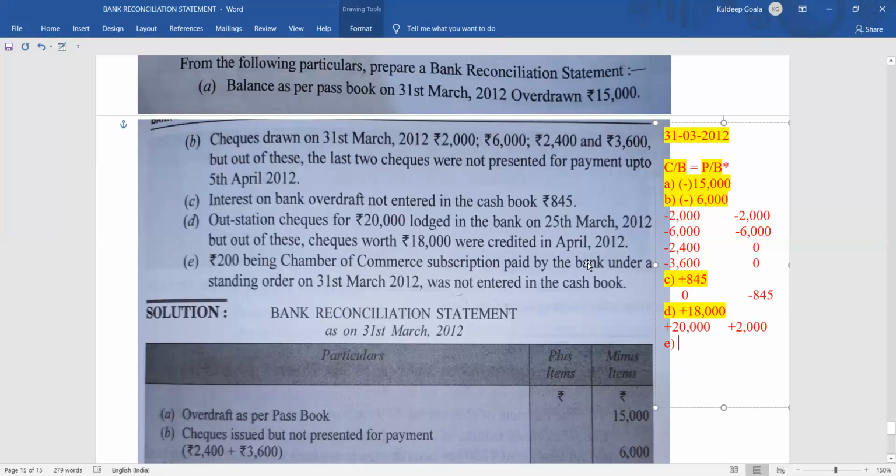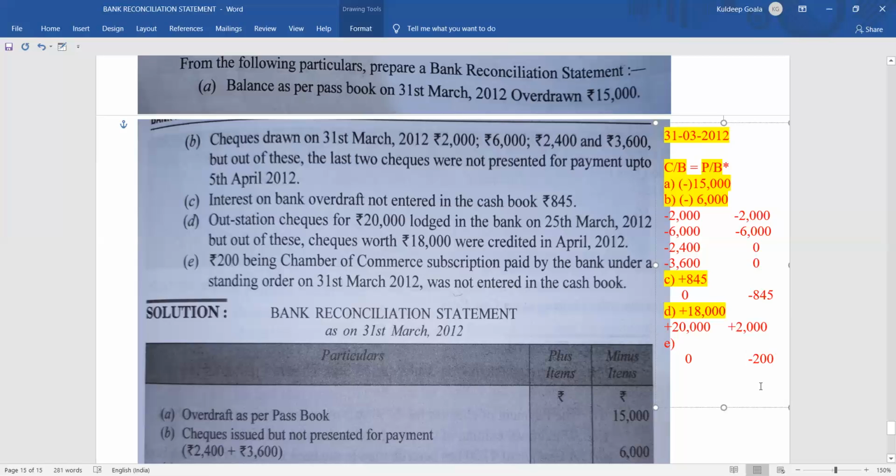And who has paid that? The bank has directly paid, and it was paid on 31st March 2012, so we will accept it because till 31st of March 2012 we can take all the things. So it was not entered in the cash book, right? So what has happened? The entry has not been made in the cash book, that means the cash book is 0, and the passbook has been deducted with -200, right? -200 has happened in the passbook, but not in the cash book.